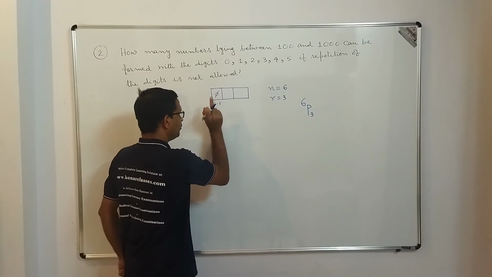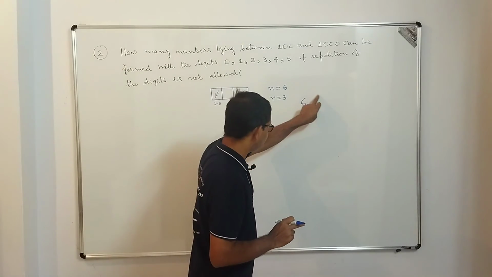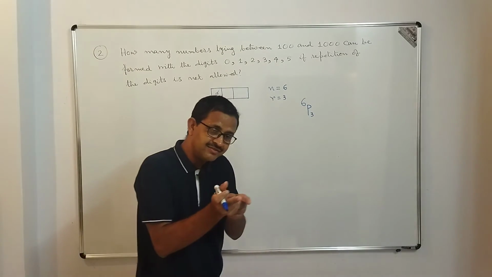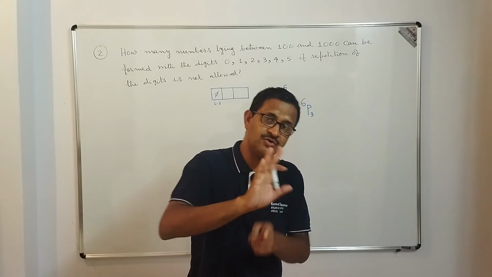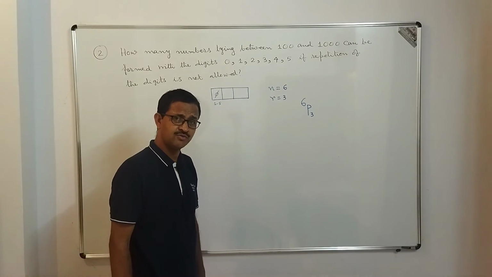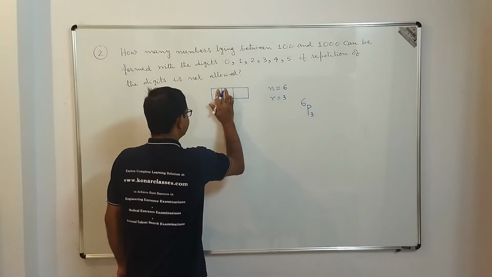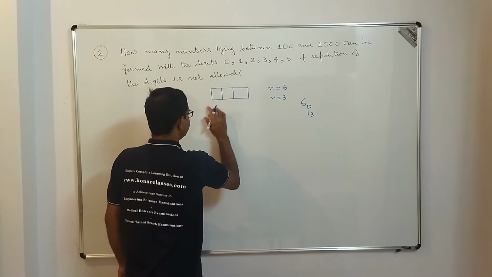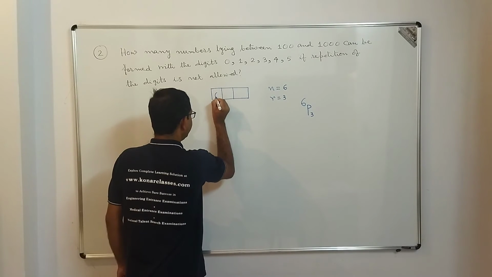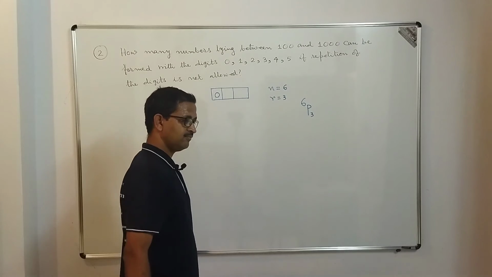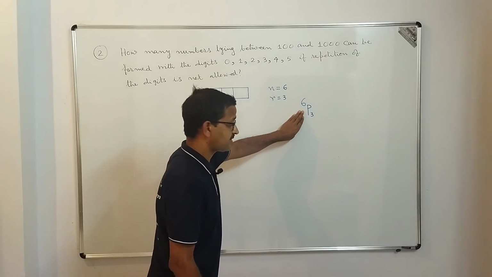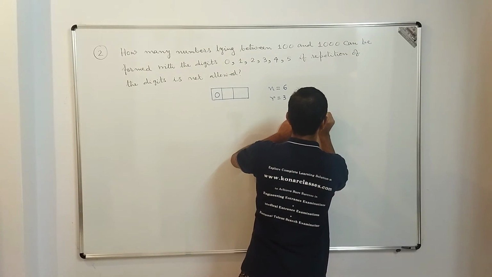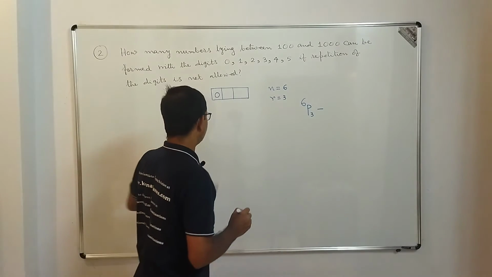Correct or not? So we need to subtract those arrangements from this one where the numbers are starting with 0. So how to find that? Let's assume that we are going to find the numbers which are starting with 0. Those numbers we need to subtract from that. Understood, right? So minus this one. How to find that one?